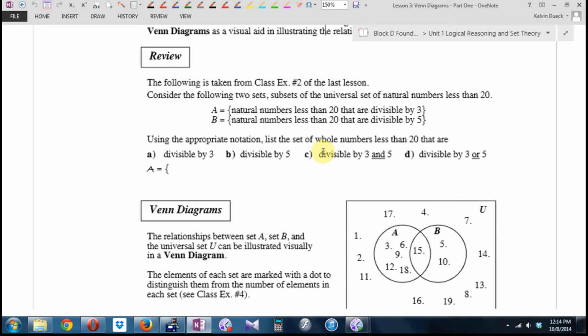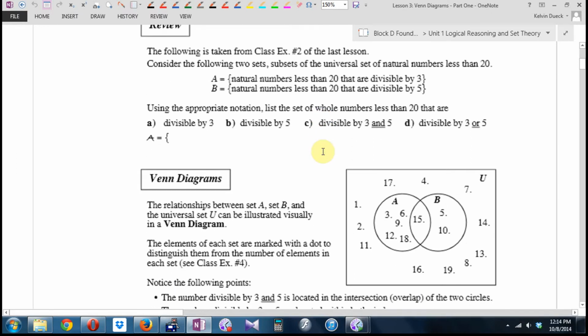It says, using appropriate notation, list the set of whole numbers less than 20 that are divisible by 3. I just rounded them off. I said it was 3, 6, 9, and I'm going to move down a line, 12, 15, 18. Did I miss any? 3, 6, 9, 12, 15, 18. I think I got them all.